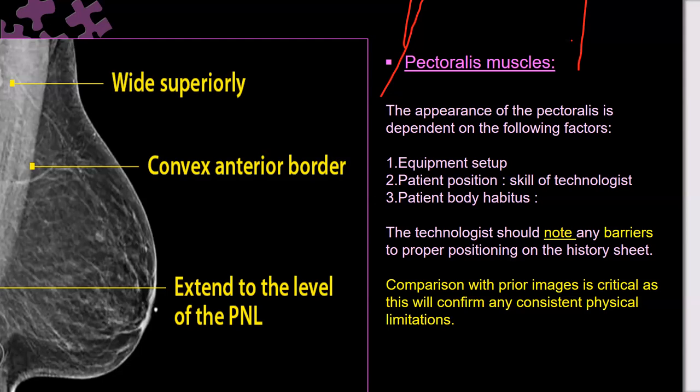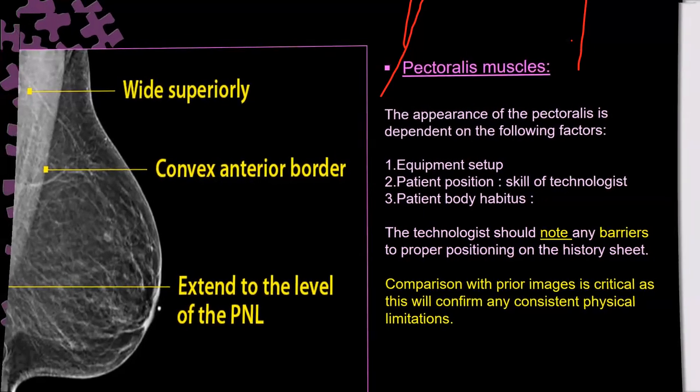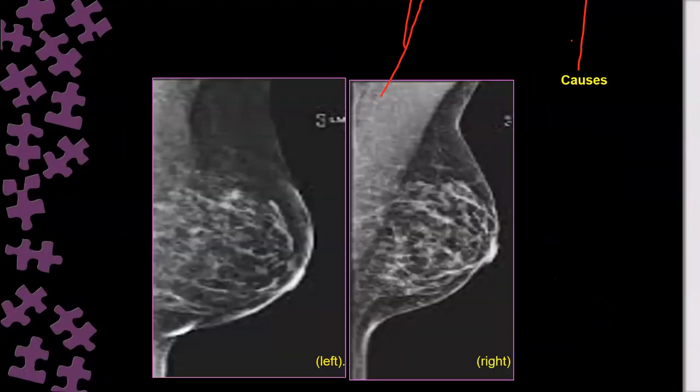If the patient could not stand up, mammography is performed in a sitting position or in a lying down position. He has to write it for you, okay? And they have to review the previous mammography for any consistent physical limitations, so to refer for it. Okay, what about this image regarding the pectoralis? We're still talking about the pectoralis.